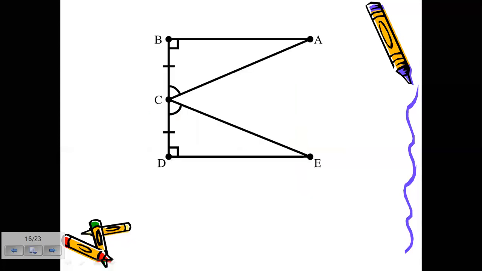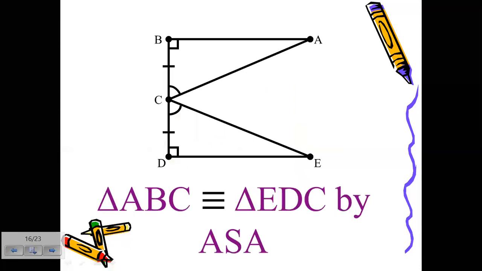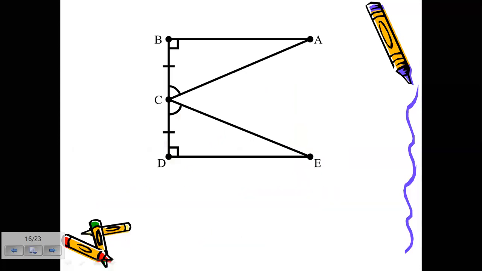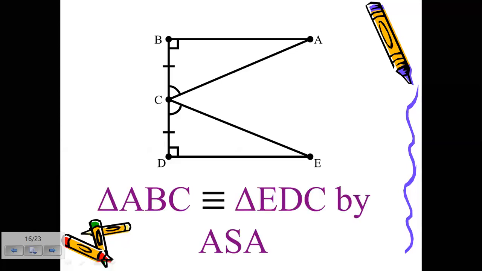Here I have the measure of angle B equal to the measure of angle D. I have here angle 1, and the measure of angle ACB equals the measure of angle ECD. This is angle 2, and I have here side BC equal to CD. So it's angle side angle. So triangle ABC is congruent to triangle EDC by angle side angle.